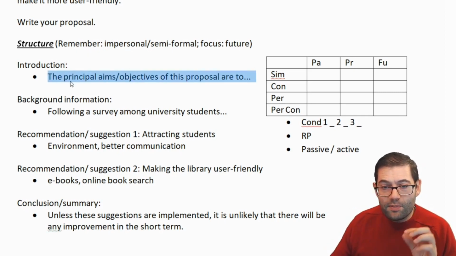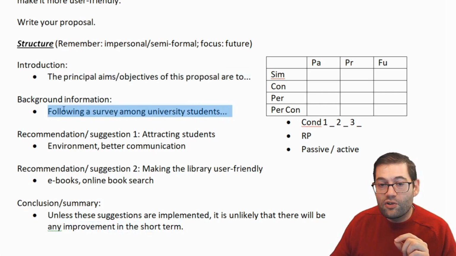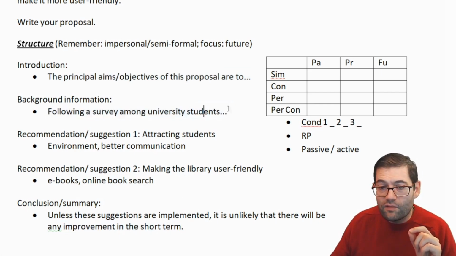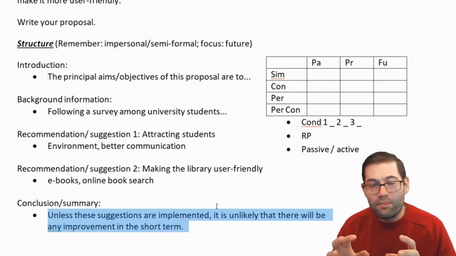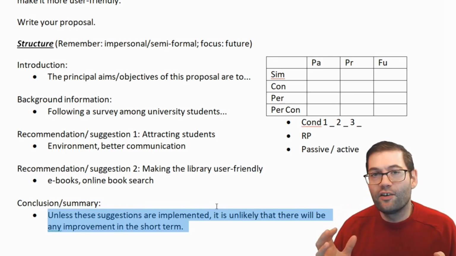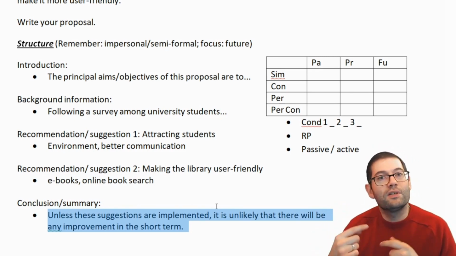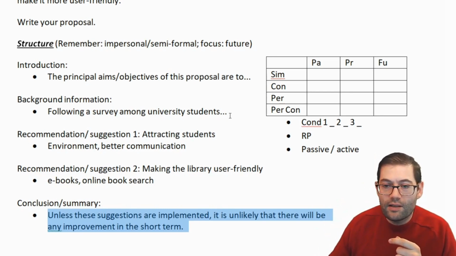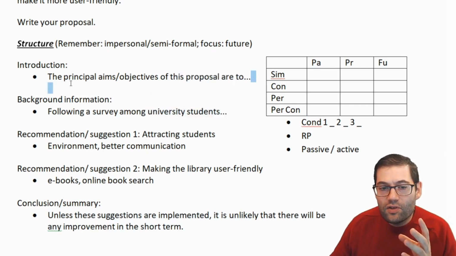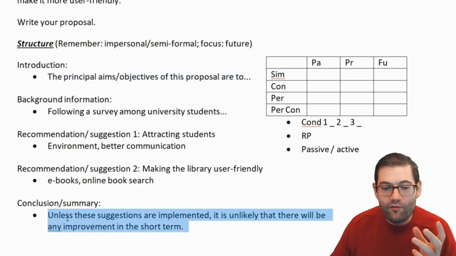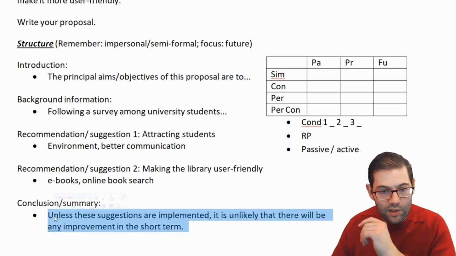For example, here, the principal aims and objectives of this proposal are to, and in this one, following a student survey amongst university students. I've changed university students because it's relevant to this question. Unless these suggestions are implemented, it's unlikely there'll be any improvement in the short term. These are all sentences which are on the Rubens Valero website, and you can learn these off by heart as long as you apply them to the correct context. So here I've changed what was suggested on the website because it didn't fit the context, and you would have to use these pre-prepared sentences very carefully to make sure you got the context correct.